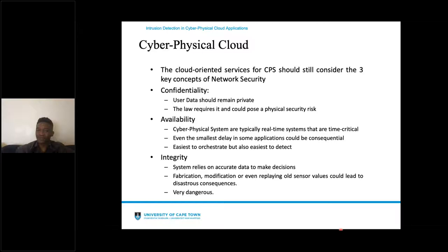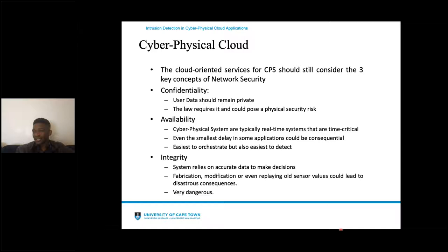For example, some researchers showed that replaying old sensor values could fool the system. If you had a water tank and a sensor, and a system ensuring that the tank never overflows, by replaying old sensor values you could fool the system into believing that the water level is a lot lower than it actually is. Even if you know this is a legitimate packet, because it's old, it should not be considered. So these replay attacks are as dangerous as everything else.